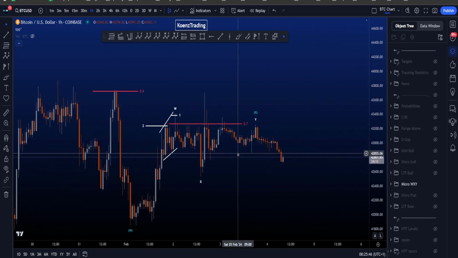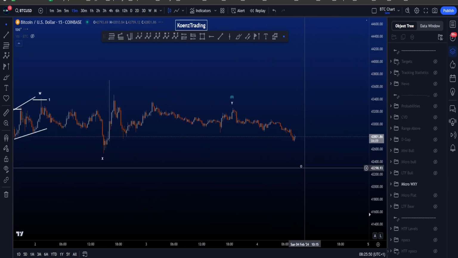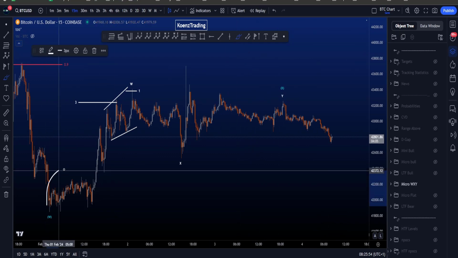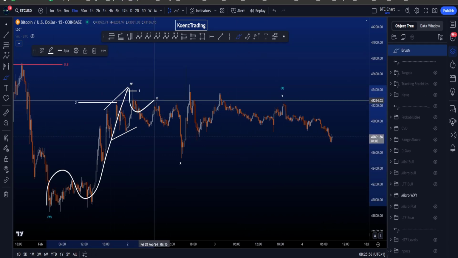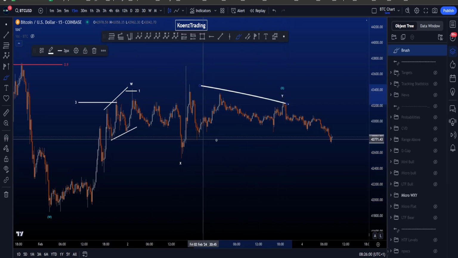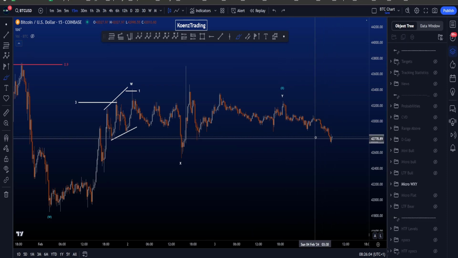If we look at this blue wave X, then you can see a complex counted structure inside wave X as well, another WXY. W here is then a zigzag structure, X also a zigzag structure, and wave Y is then a triangle structure to finish wave X, and then we are looking for a continuation to the downside.